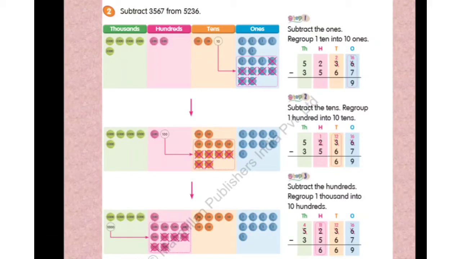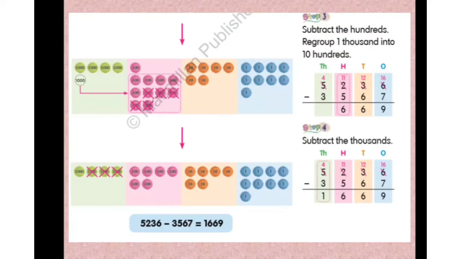Then we take one carry from the thousands place. It means 1 thousand is 10 hundreds. Then 10 hundreds and the 1 hundred, 10 plus 1 is equal to 11. And 11 minus 5 is equal to 6. So at the last step we subtract the thousands. Step number 4, 4 minus 3. That is simple. No carry. 4 minus 3 is equal to 1.